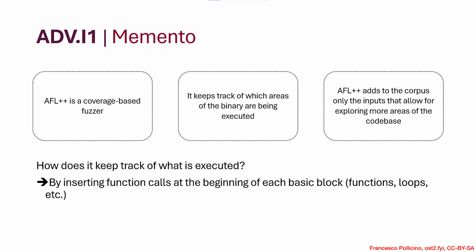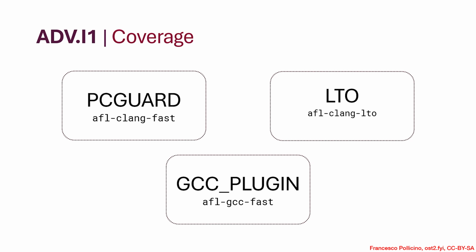Okay, so now what we want to investigate is how AFL keeps track of what code paths are executed and how the coverage map is built. AFL currently supports many forms of coverage. The three most common are PCGuard, LTO, and GCC plugin, but the two most supported are PCGuard and LTO. In this section, we exclude the GCC plugin, and we start with PCGuard, which is also the coverage mode that we used in the previous exercises.